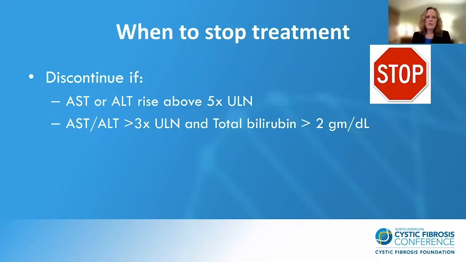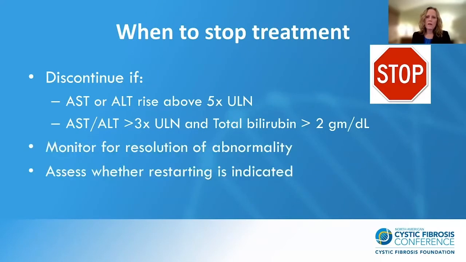So it is notable to discontinue the medication if your AST and ALT rise above 5 times the upper limit of normal after starting, or if your AST and ALT rise 3 times above the upper limit of normal with a total bilirubin increase over 2 grams per deciliter. Then you need to monitor for complete resolution of the abnormality and return to baseline and assess whether restarting is indicated in that particular case.